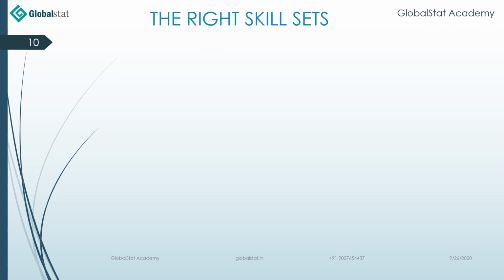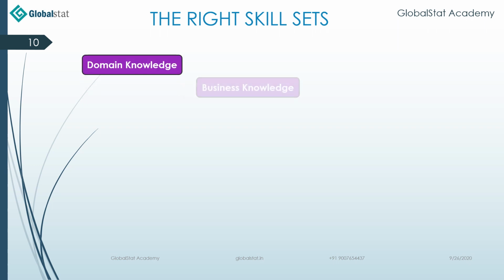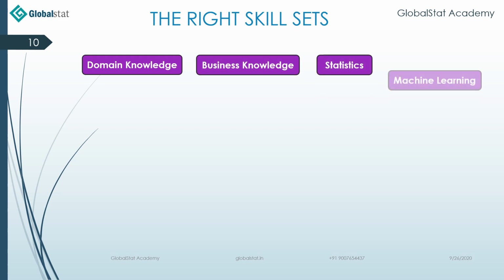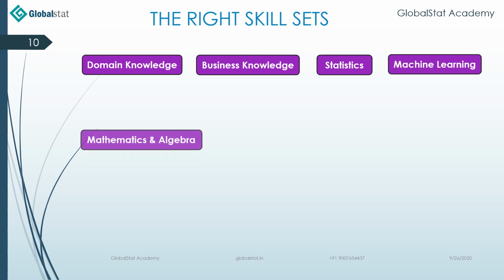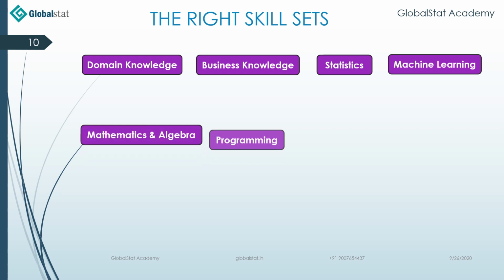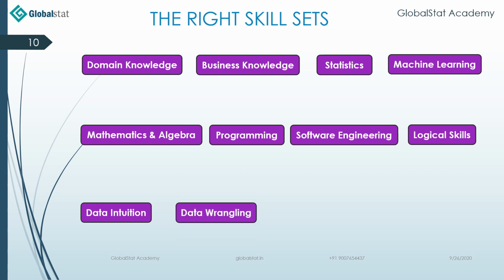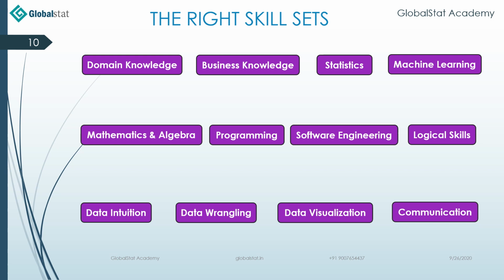We are going to talk about the right skill sets required for data science. Domain knowledge, business knowledge, statistics, machine learning, mathematics and algebra, programming, software engineering, logical skills, data intuition, data wrangling, data visualization. Communication is very much important.